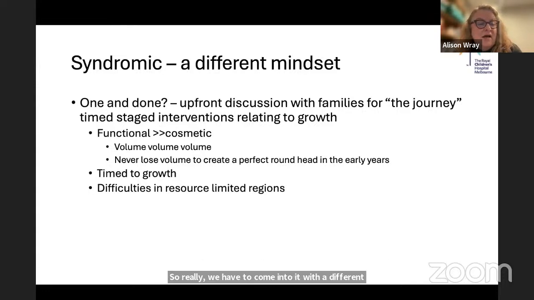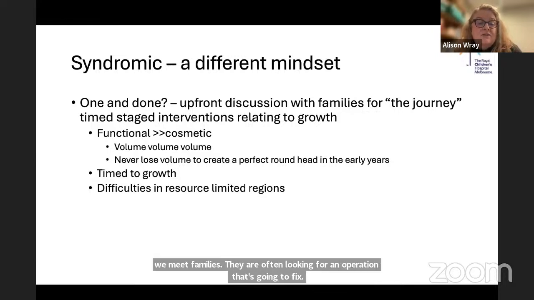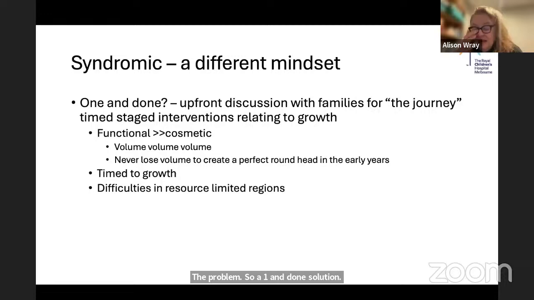When we meet families, they are often looking for an operation that's going to fix the problem, so a one and done solution. And this is often the case that we can do this for a single suture craniosynostosis. But when we're dealing with syndromic craniosynostosis, we need to be very upfront with the families about the fact that it's not going to be a one and done, that it's going to be a journey with timed and staged interventions that relate to the growth, both of the brain, of the cranium, and also the face, with different interventions at different times for that.